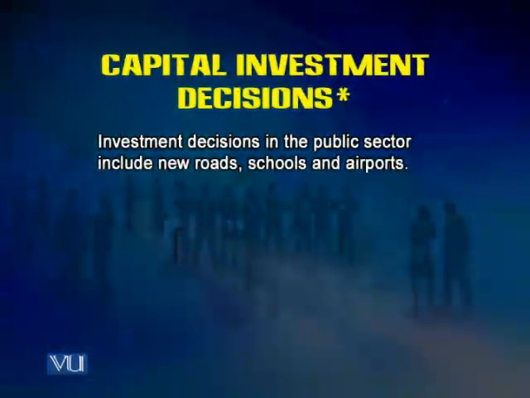So that's the concept, and that's why we don't regard that as revenue expenditure, and we don't include this expenditure in our income statement, because the benefit is going to occur over several years. Therefore, we are going to match that benefit with the cost and apportion the cost of this investment over that period of benefit. Investment decisions in the public sector include new roads, schools, and airports. So just to understand this concept of capital expenditure, we are also discussing the private sector and the public sector.